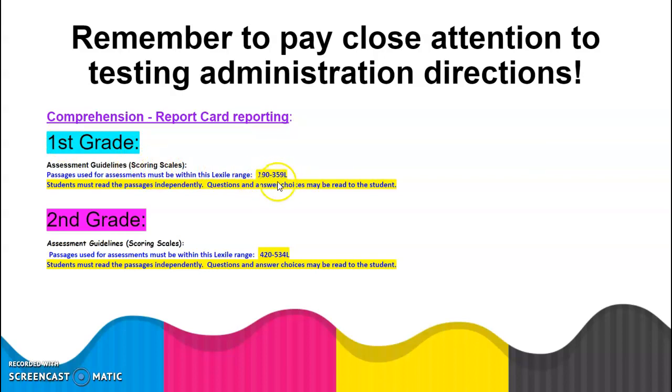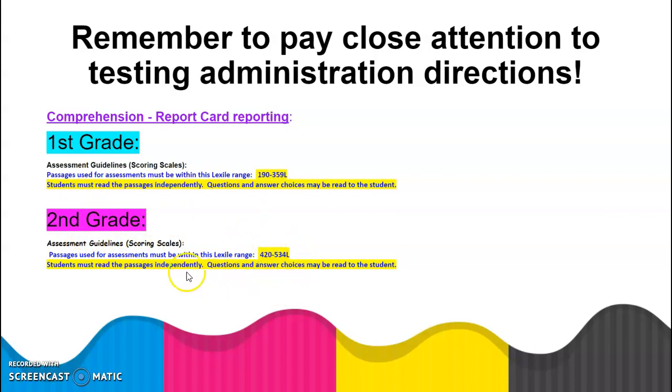Within this on-level instructional range, we're going to expect students to be able to read these passages on their own within this level in order to say that that comprehension skill is mastered. It cannot be read to them. Okay? The same for second grade.